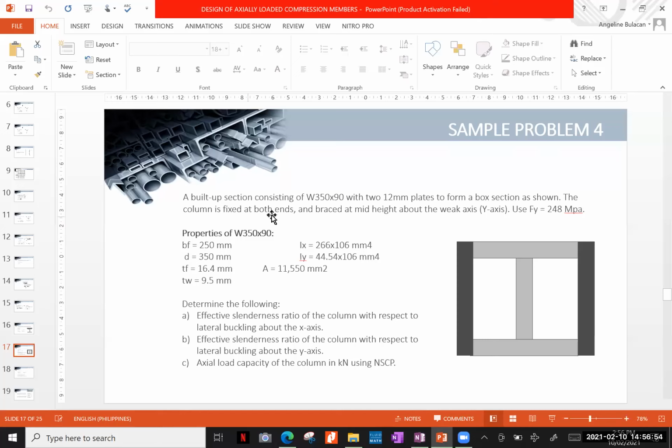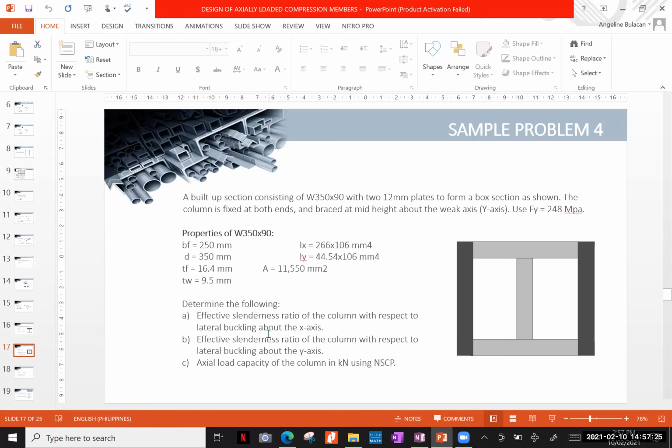Okay, the column is fixed at both ends. So KE is equal to 0.5. Along the x-axis, fixed at both ends siya. Pero braced at mid-height about the weak axis or y-axis. So magkaiba yon. Along the x-axis daw, column is fixed at both ends. Along the y-axis, may bracing siya sa gitna. So I will show you kung paano siya later on. So ito yung FY 248 properties. Okay, so determine the following.